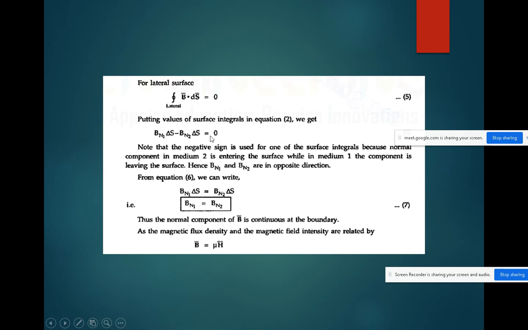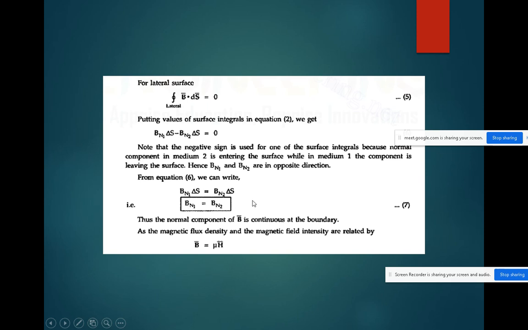Now it is equal to 0, so when you move this term to the other side, Bn1 del s is equal to Bn2 del s. So finally, you can write that after cancelling del s, Bn1 equal to Bn2. Okay, thus the normal component of B vector is continuous at the boundary. So the same normal component of B vector, which is nothing but the magnetic flux density, is continuous at the boundary also. Okay, the magnetic field intensity does not change at the boundary, as represented in the equation Bn1 equal to Bn2.